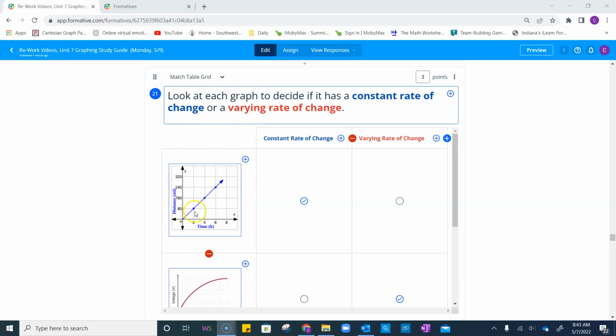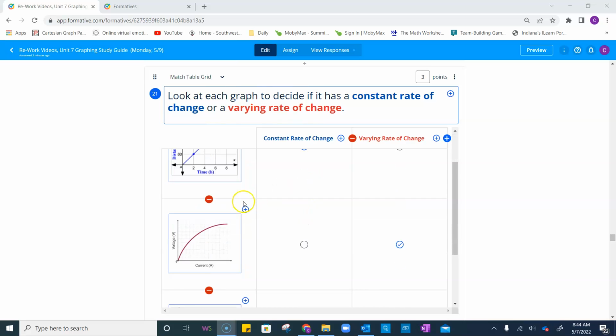So looking at this graph first, we see the distance in miles compared to time. We start at 0, 0, which is fine, it doesn't have to start there to be a constant rate of change, but we know that every 2 hours we go up 80 miles. 2 hours we travel 80 miles, 2 hours 80 miles. So this has a ratio of 40:1, and it's constant, it's linear. So that has a constant rate of change.